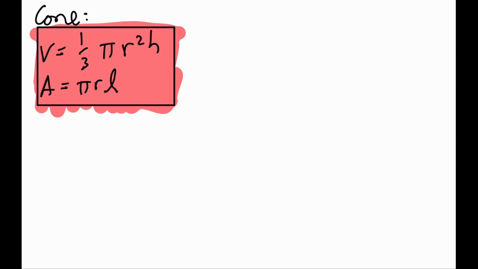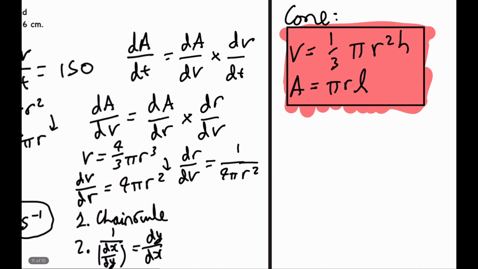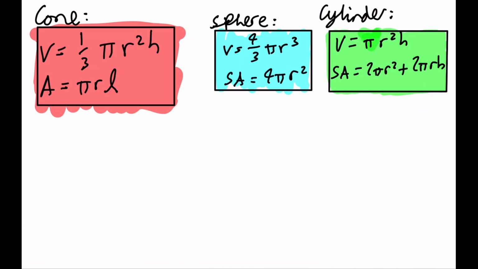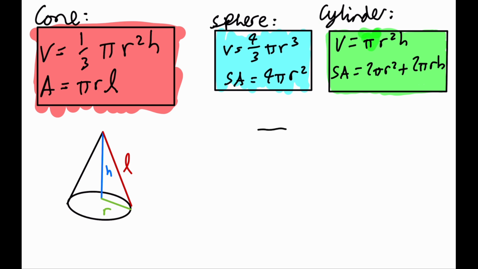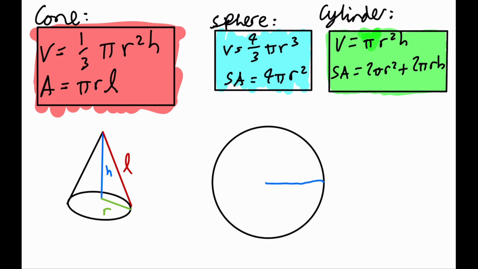So now let's draw what each of these mean for each of the equations. For a cone, say you have a cone that looks something like this. The height of the cone would be this part here, the radius would be this part here, and the length would be this part here. And for a sphere, you would have something that looks like this, and the radius would just be from the center to the edge.